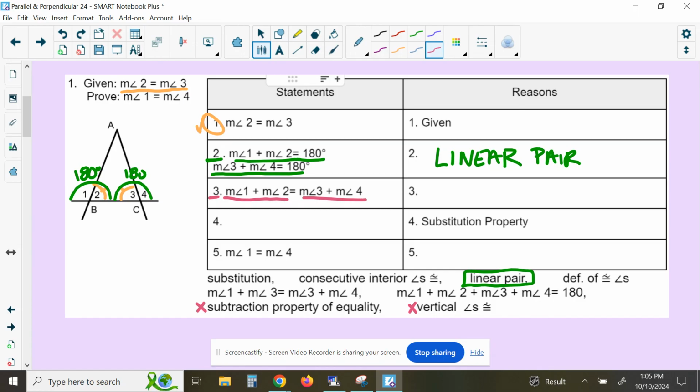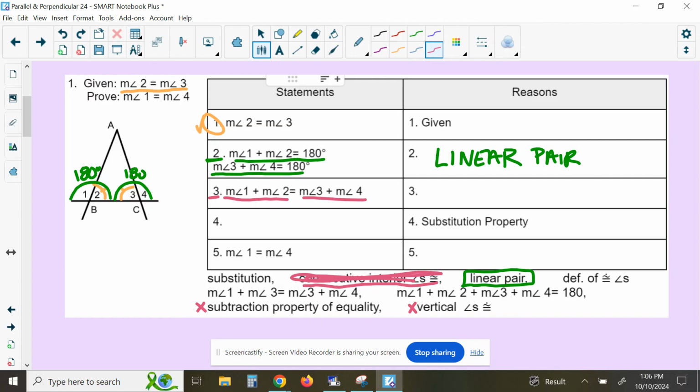Let's look at this. Consecutive interior angles are congruent. When are consecutive interior angles congruent? When you have parallel lines. Tell me about this picture. Are there any parallel lines? So literally, this is off the table automatically for every single thing in this problem because there are no parallel lines at all. So don't even think about using him for anything. You know what I mean?